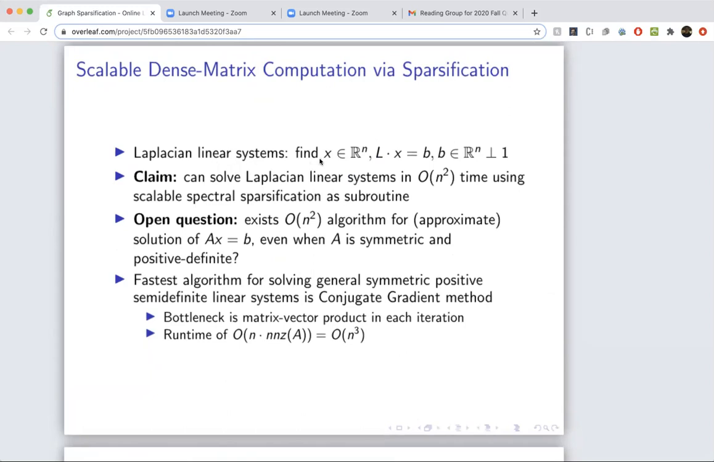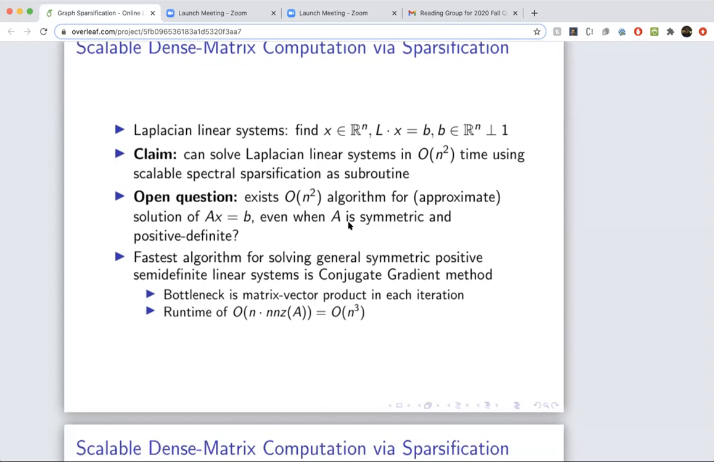We have Laplacian linear systems. And as I said earlier, this is when we want to find all the x such that we have our Laplacian times x equal to b. And b here is an n-dimensional real-valued vector that is orthogonal to the all ones vector. And the claim is that we can actually solve Laplacian linear systems in big O of n squared time, using scalable spectral sparsification as a subroutine. However, it is still an open question if there exist big O of n squared algorithms for approximate solutions of A times x equals b, even when A is symmetric and positive definite.